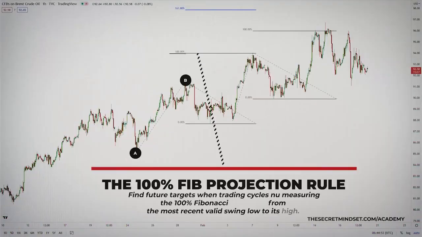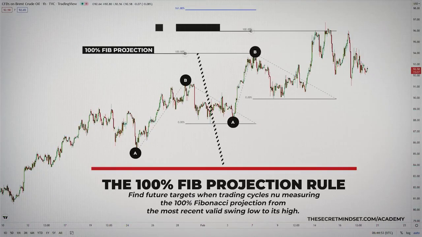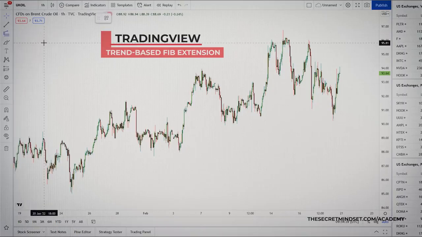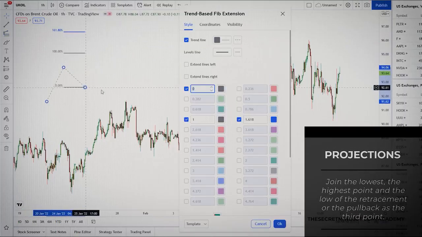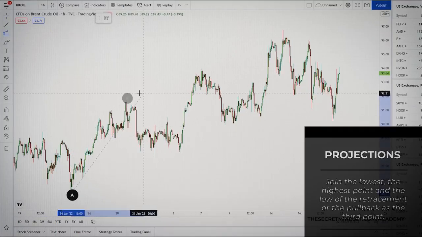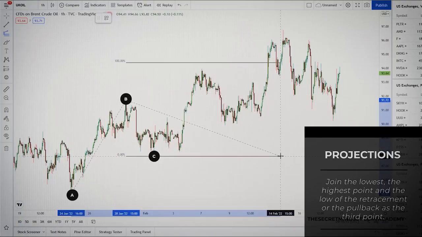A reliable measure I have found to set targets when trading cycles is to measure the 100% Fibonacci projection from the most recent valid swing low to its high. In TradingView, you can use this tool, Trend-Based Fib Extension. You need to join the lowest, the highest point, and the low of the retracement or the pullback as the third point. For example, looking at this chart, we are in an upcycle. The first point to draw the Fibonacci extension would be at point A. The point B would be here, and the third point will be here, at the low of the retracement.